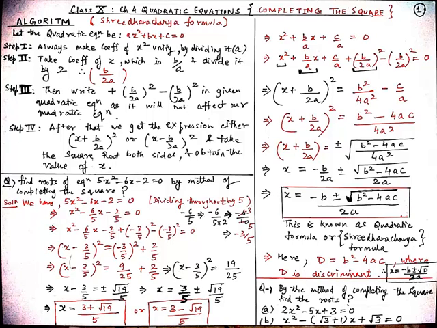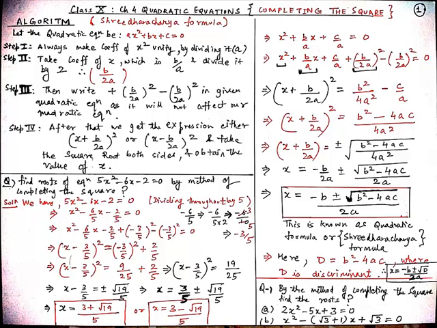So our first step is to make the coefficient of x square equal to 1. Say, students, our quadratic equation is ax square plus bx plus c equal to 0. Now when we divide the equation throughout by the coefficient of x square, which is a, we get x square plus b upon a x plus c upon a equal to 0. Now our next step is to take the coefficient of x, which is b upon a, and divide this b upon a by 2. So we get b upon 2a.